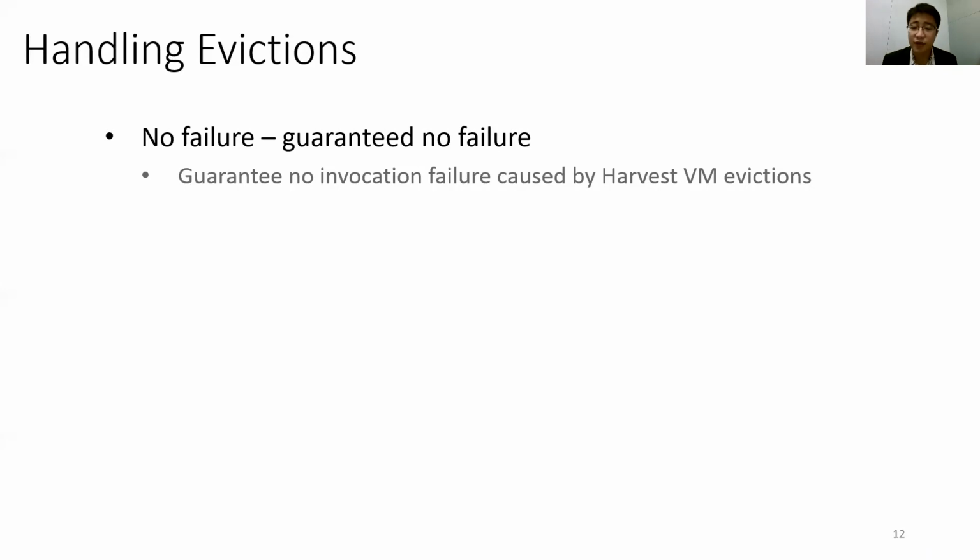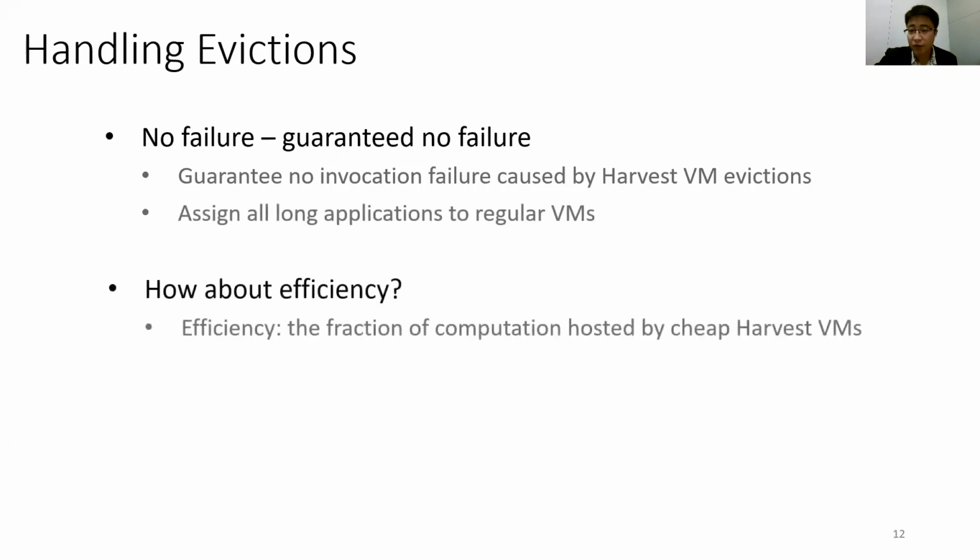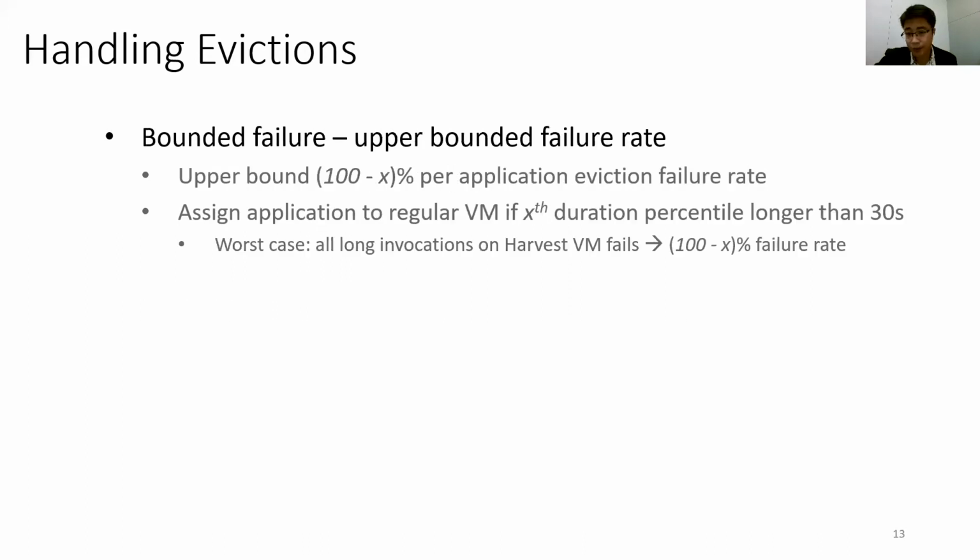The first one is the no-fear strategy. It guarantees no eviction-induced fear by assigning all the null applications to regular VMs. Since this strategy offers the best reliability, we are only concerned with efficiency. Unsurprisingly, the efficiency is unsatisfying, with only 12% of computation hosted by Harvest VMs. This matches the intuition from the characterization that almost all computation power is taken over by null applications.